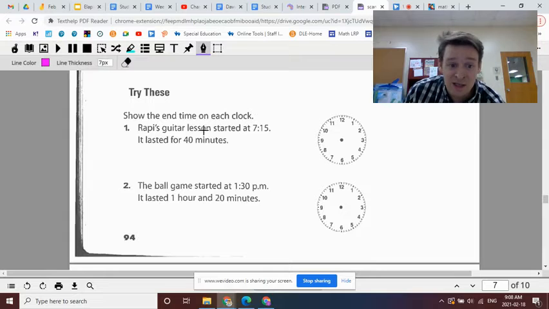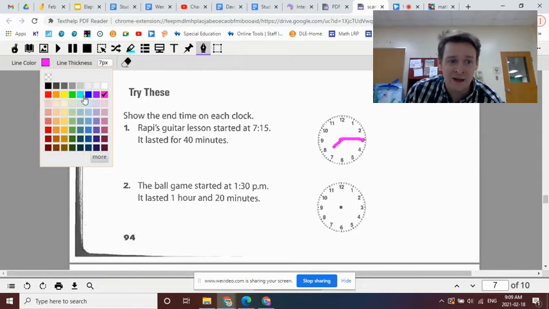All right. So his guitar lesson starts at 7:15. So let's put 7:15 on this clock. So my hour hand is going to be between the 7 and the 8, kind of closest to the 7. I'm not going to put an arrow on it because I just don't have that kind of control. And so 7:15, that's our start time.